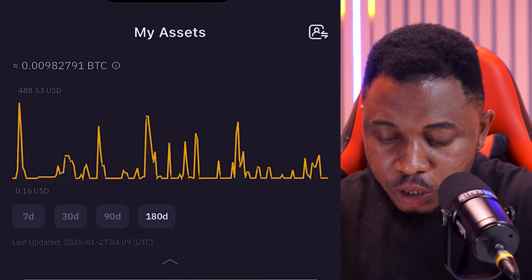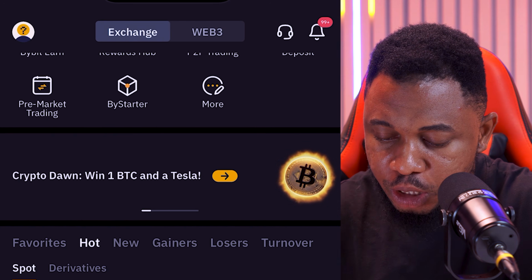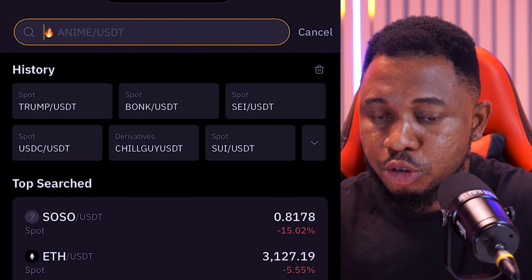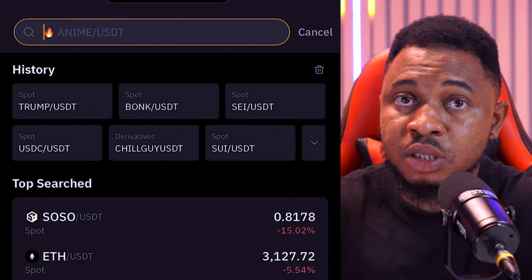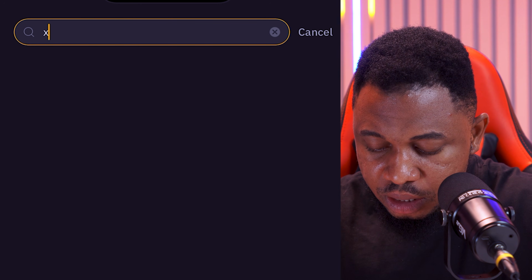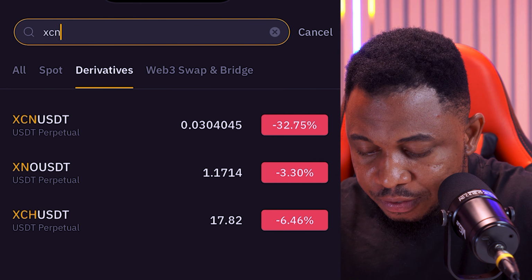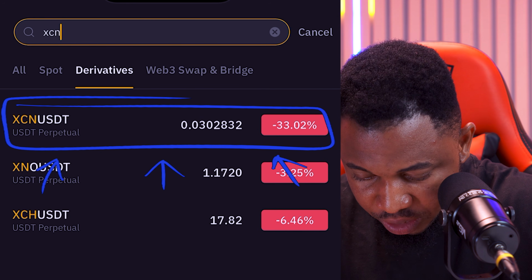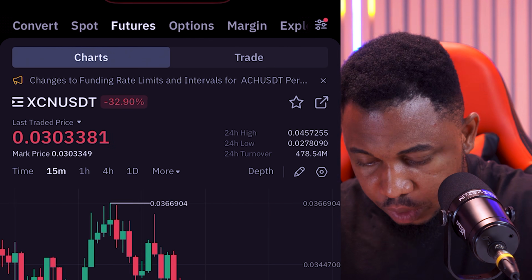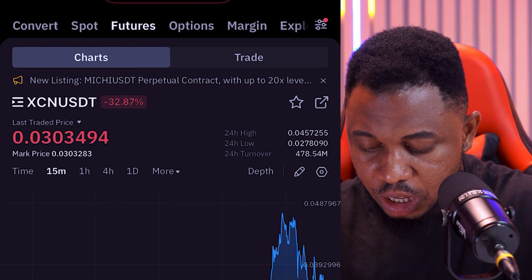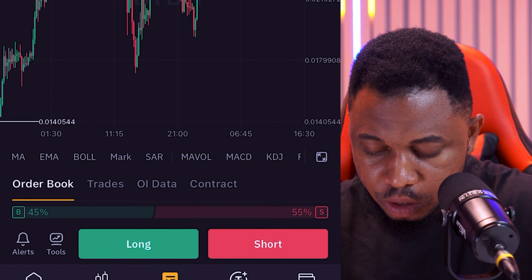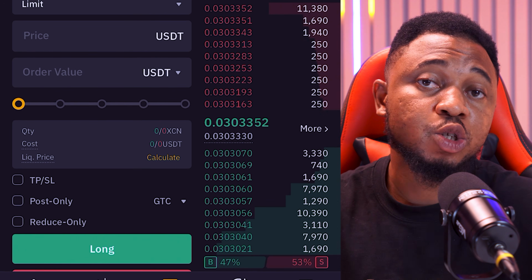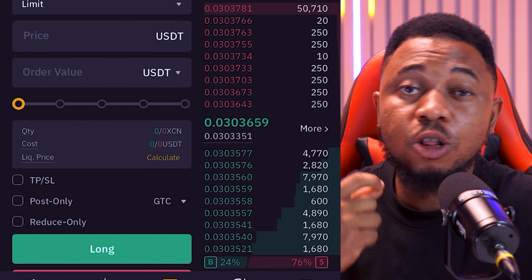So to start trading futures, I'm going to click on the home page right here, and I can click on this search bar. And what is the name of the coin you want to trade? So let's say I wanted to trade this same coin. I'm just going to use it to give you an example. So I'll type XCN. I'll select derivative. Now derivative is the same thing as futures trading. So this is the right one at the top here. You can see USDT perpetual. I'm going to click on it, and this is the coin right here. So this is how you would have entered this trade. I'm going to click on long. So long simply stands for you're predicting that this market is going to go higher. So if it's going lower, that means you're going to make losses in that particular trade.